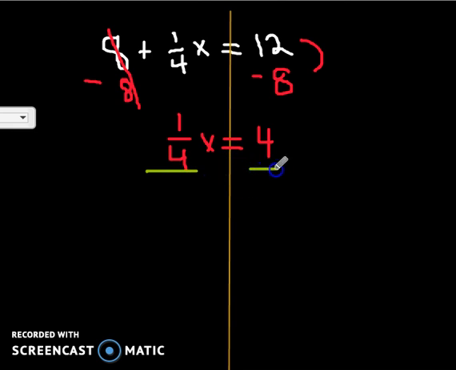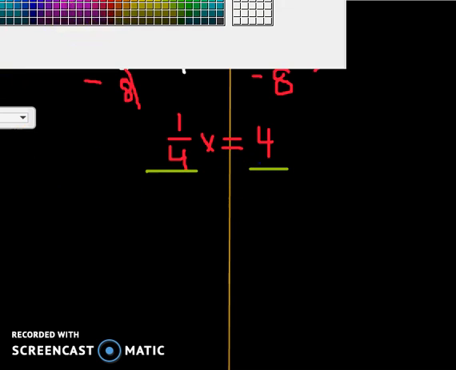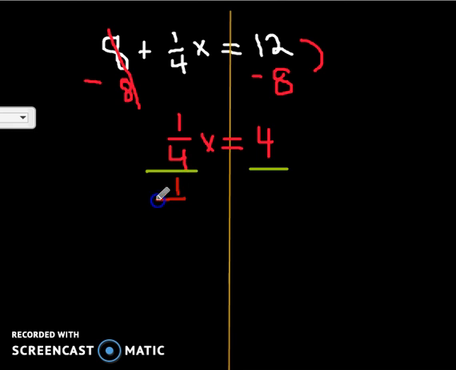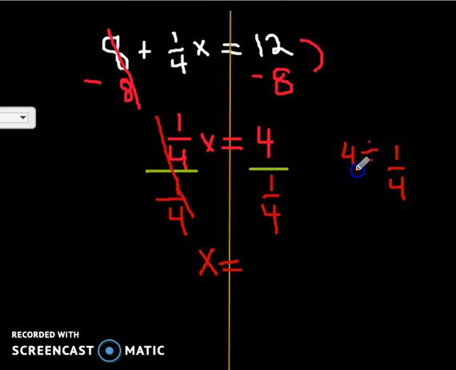This is where it can get a little hairy, so I'm going to change my colors there. I'm going to divide both sides by 1/4. 1/4 divided by 1/4 cancels out. I know I have x equals whatever 4 divided by 1/4 is. And a really good way to do this is write out what this says the long way, the horizontal way. So if this says 4 divided by 1/4, I'm going to write it out like this because it helps me visualize it better. 4 divided by 1/4. Remember, we can put any whole number over 1.